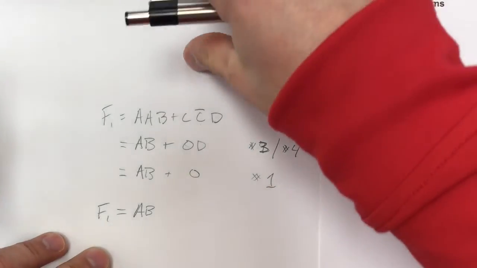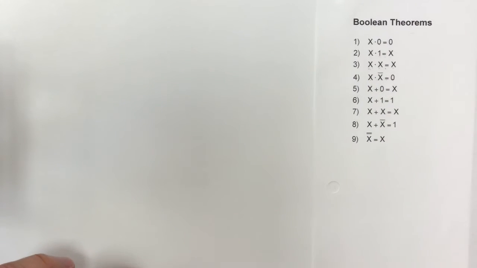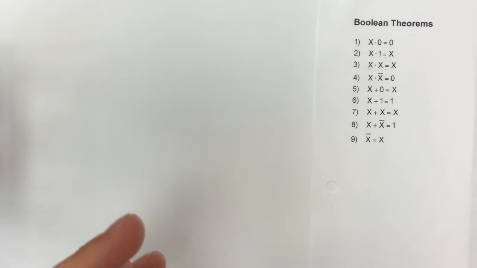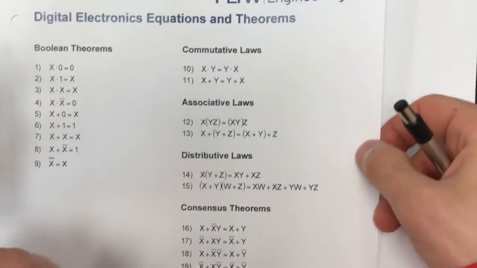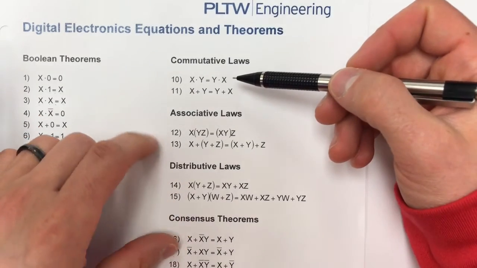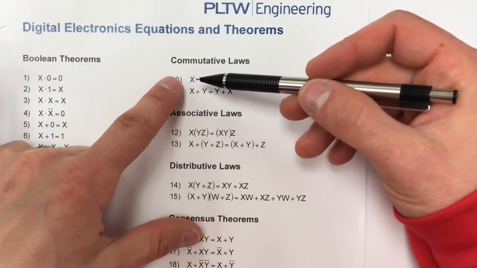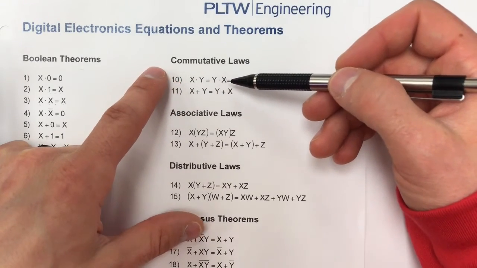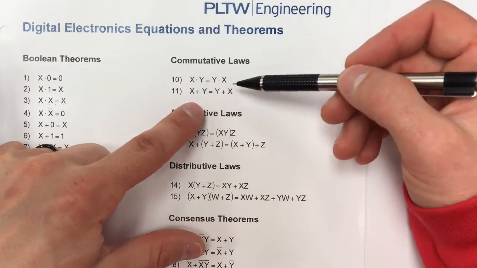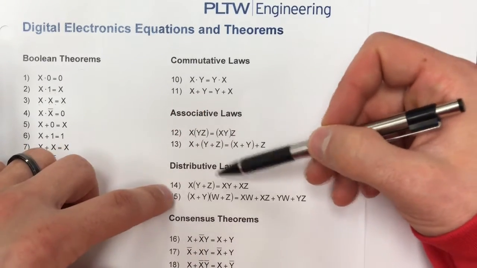Let's look at another one. We have all kinds of other laws in Boolean algebra: commutative laws, associative laws, distributive laws, consensus theorems. They're all going to be listed on this sheet of paper, and these are laws that we've learned in past mathematics courses. So x and y equals y and x, x or y equals y or x.